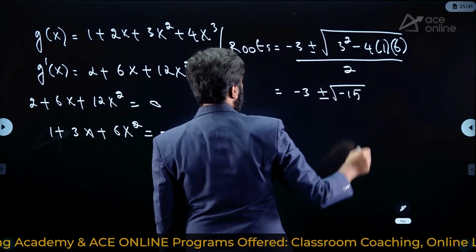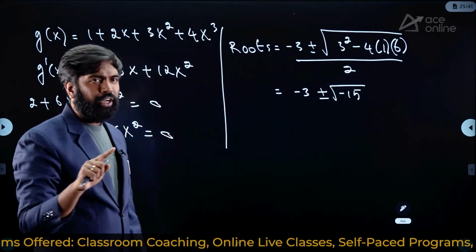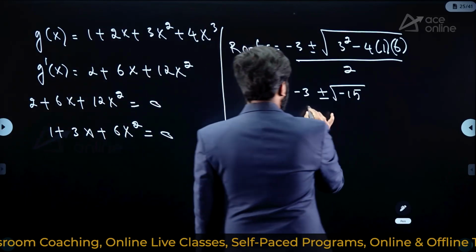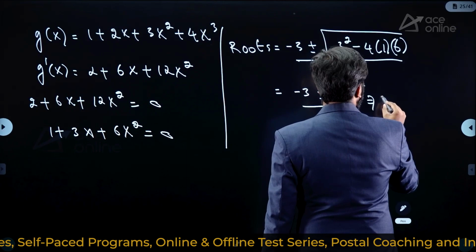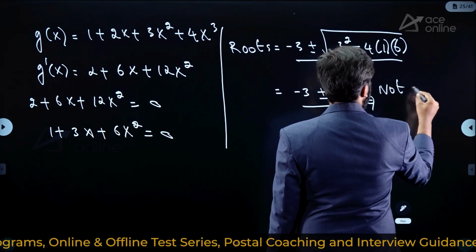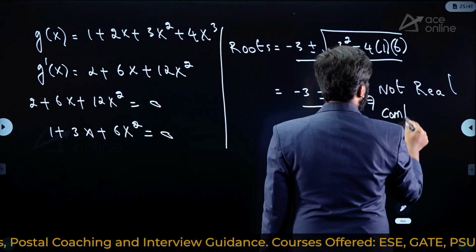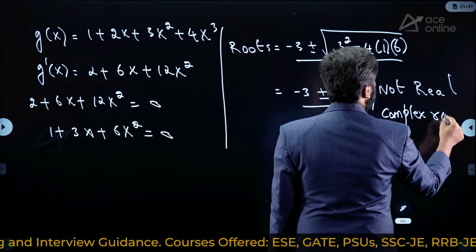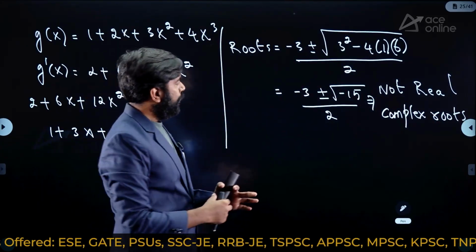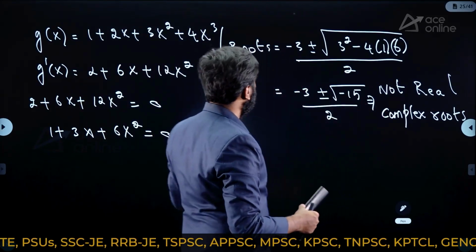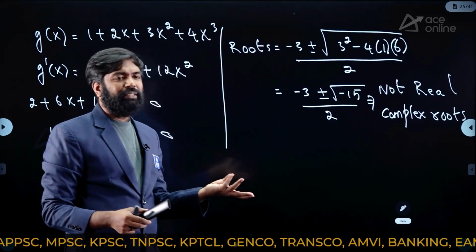Because of this minus, students, the roots, whatever roots you are going to get, are not real numbers. So they are complex. Let's write this comment, not real. Now there is no need to analyze when you have got complex roots. We need the stationary points to be real numbers, but you have got complex roots. So I cannot comment anything about the maxima minima.